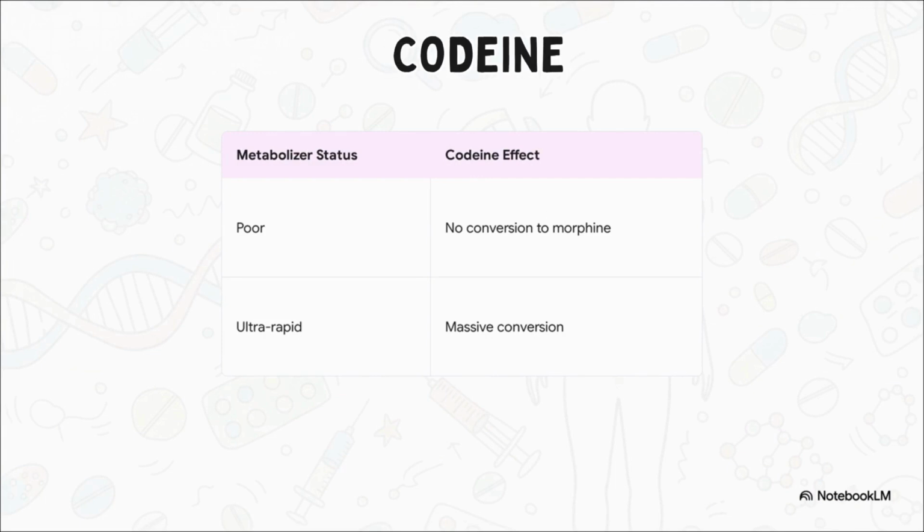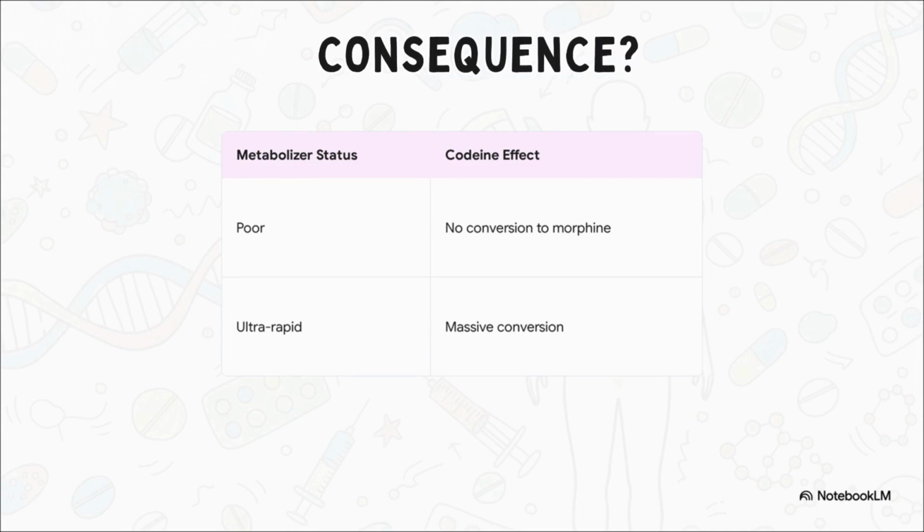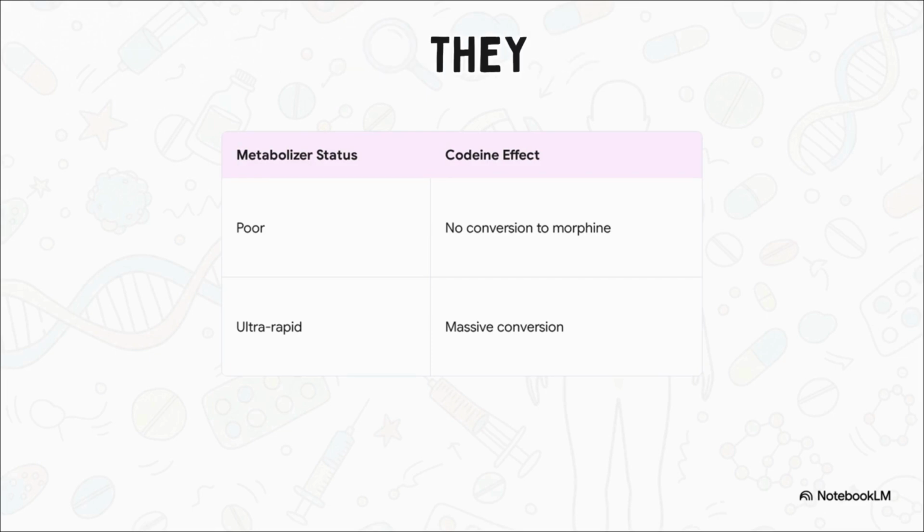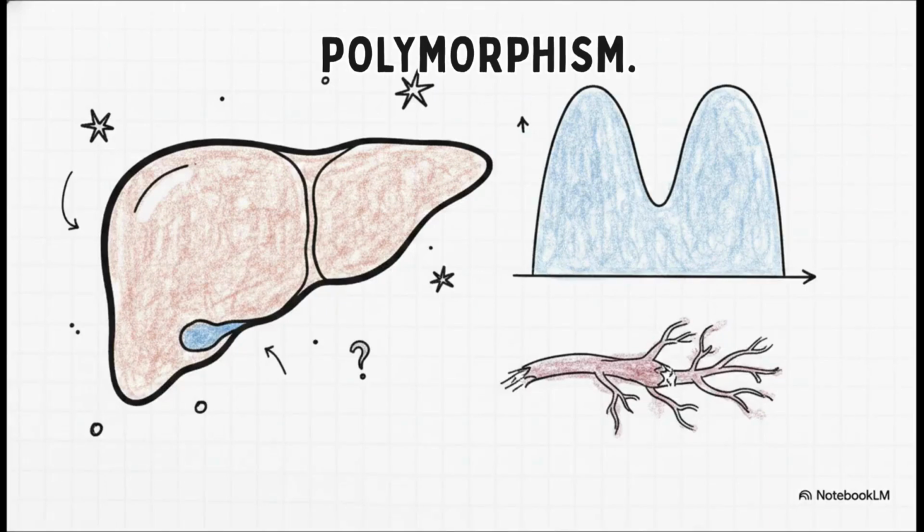Let's talk about codeine. Codeine is a prodrug, meaning it actually needs the CYP2D6 enzyme in the liver to convert it into active morphine. Well, if your patient happens to be a poor metabolizer, that conversion just doesn't happen. The clinical consequence? Total treatment failure. They get absolutely zero pain relief. But what if they're an ultra-rapid metabolizer? They experience this massive, rapid conversion into morphine, which leads to severe toxicity and potentially fatal respiratory depression. Crazy, right?